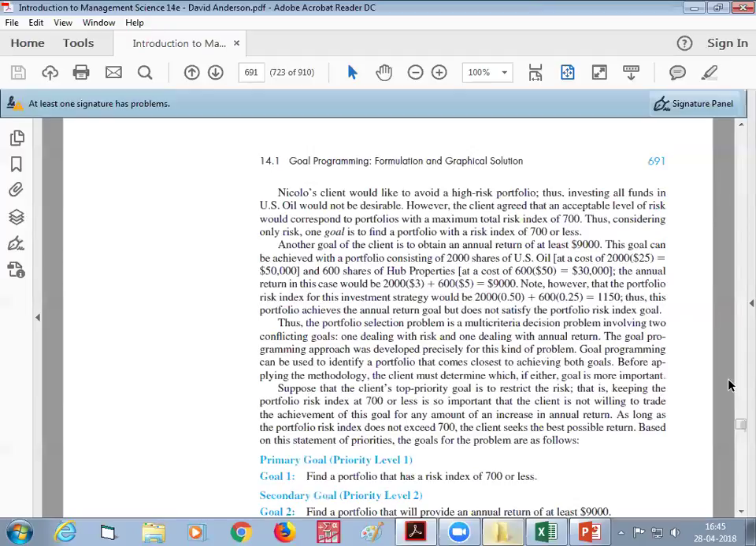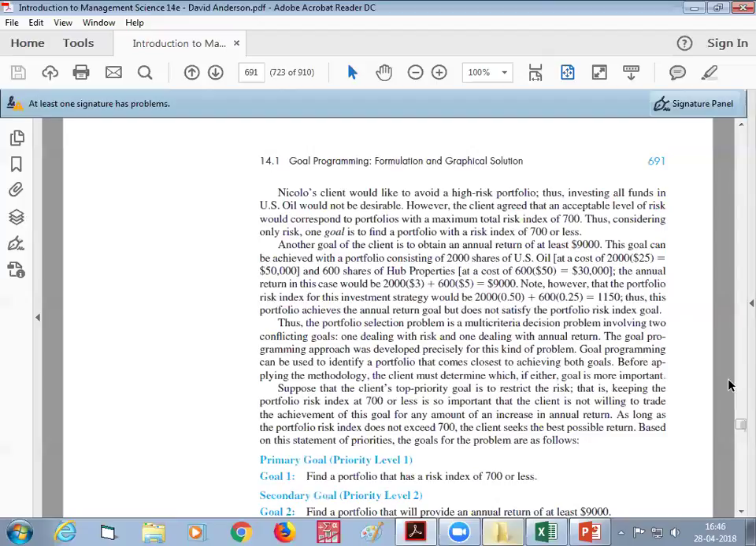So considering only risk, one goal is to find a portfolio with risk index of 700 or less. Another goal is to obtain an annual return of at least $9,000. So in portfolios, that's the thing. Risk versus return, as I was saying in the beginning. This goal can be achieved with a portfolio consisting of 2,000 shares of US Oil and 600 shares of Hub Properties. Annual return is 9,000. However, the portfolio risk would be high, 1,150.